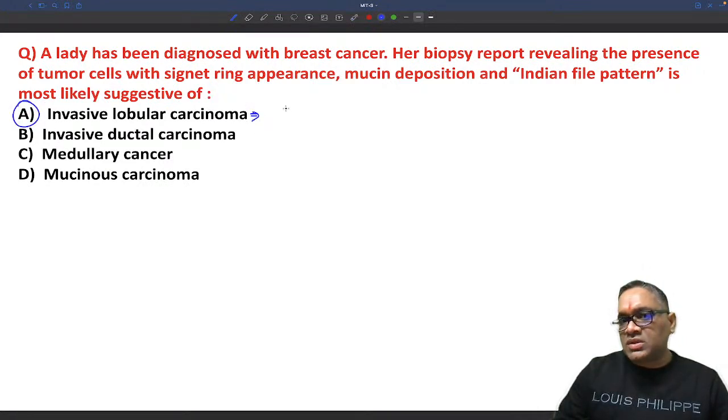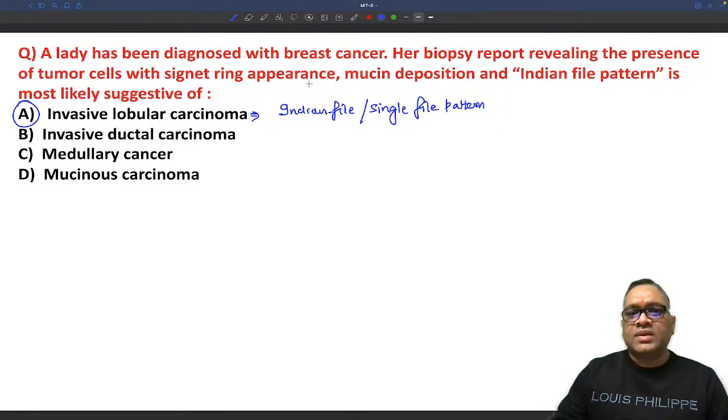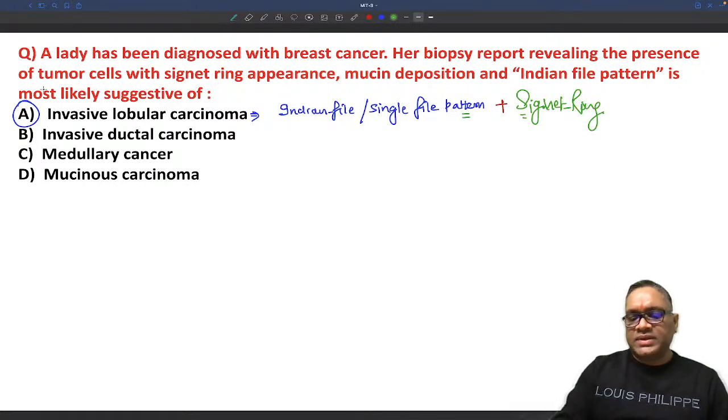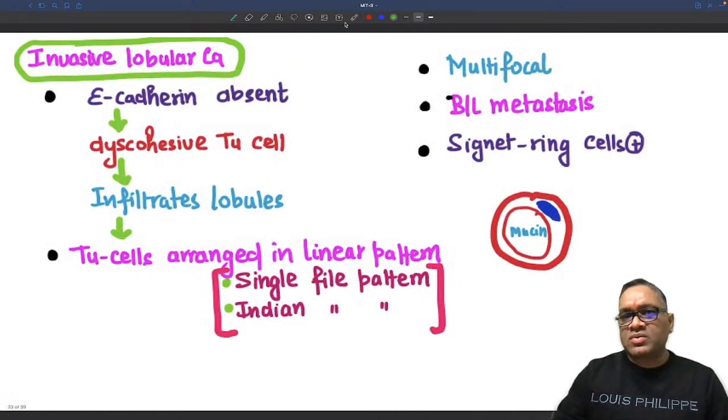In invasive lobular carcinoma, there are two things you have to remember. One is the Indian file pattern, also called single file pattern, right? And the second important thing you have to remember, along with this, is that there may be a presence of signet ring cell appearance, right? So that is the important thing. Now let us see what is important to remember in invasive lobular carcinoma.